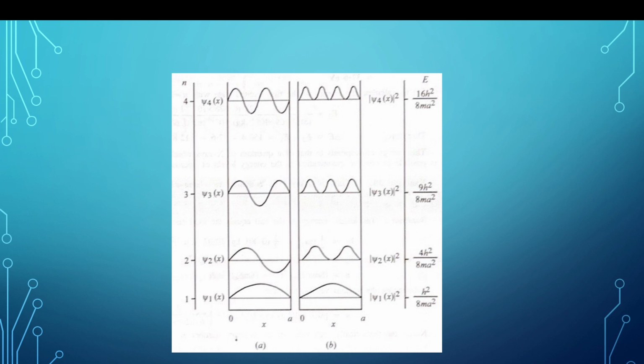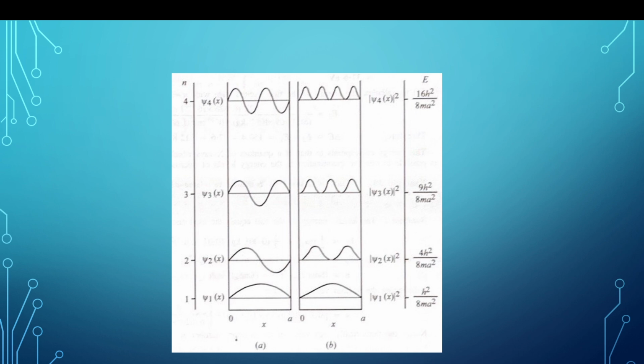See, in this vertical graph, the quantum numbers are taken 1, 2, 3, and 4. Psi is plotted against x. For the first energy state, there is no node. For the second, there is one node. For the third, there are 2 nodes. For the fourth, there are 3 nodes.